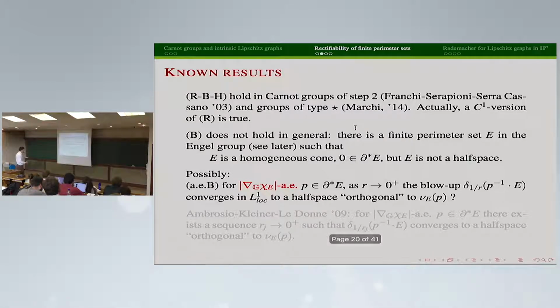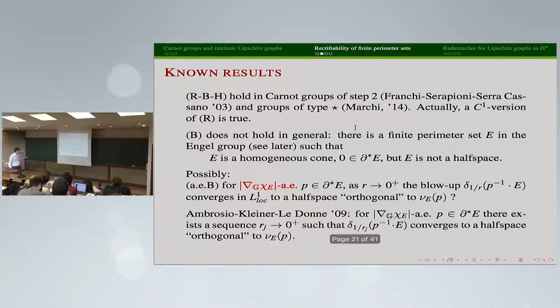Of course, actually, the real conjecture one would be interested in is an almost everywhere blow-up property. Okay, so what happens in Rn is that at all points of the reduced boundary, the blow-up to a half space holds. So the blow-up convergence to a half space holds. Actually, we would be happy if this were true just almost everywhere. And this is open. So in this more precise version, the problem is open.